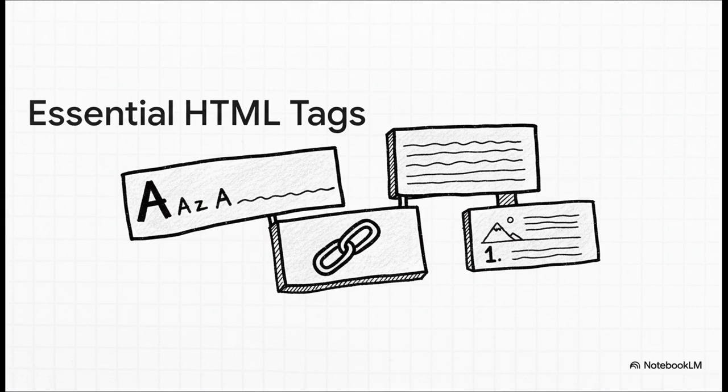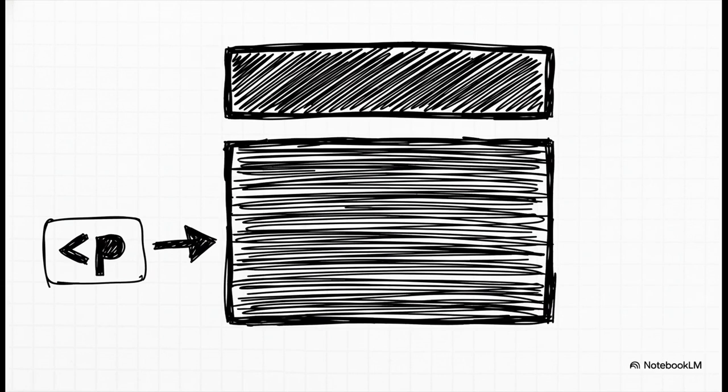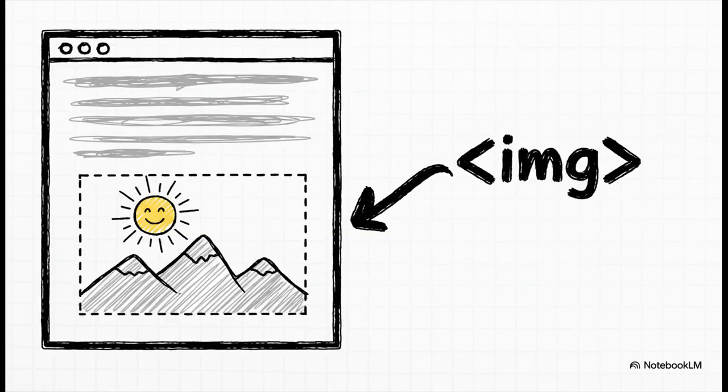The building blocks of HTML are called tags. They're just super simple instructions, really. For example, the H1 tag, that's your big main heading. It's the most important one. And the P tag is just for any regular paragraph of text. See? Super simple. Now, the A tag is a game changer. It's what makes links work and connects the whole web. And of course, the IMG tag is how you get pictures on your page. Makes it all look good.